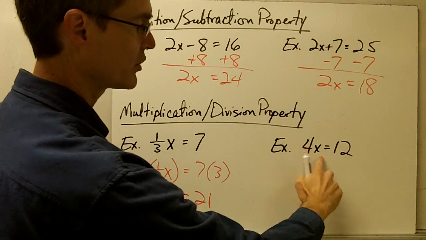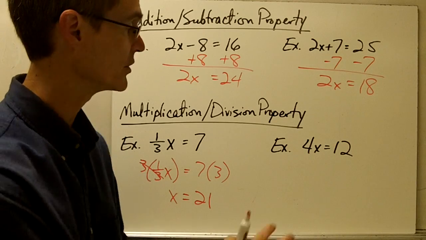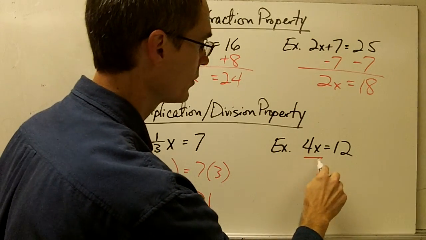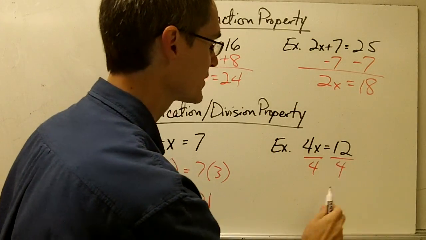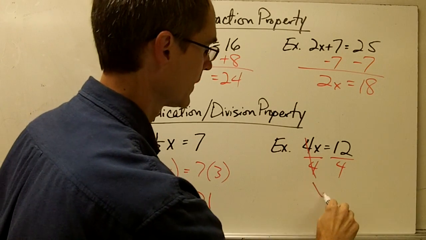Here's an example in which, in order to solve for x, I want to divide both sides of my equation by the same number, in this case 4. So if I divide both sides of my equation by the same number, I'm using the division property.